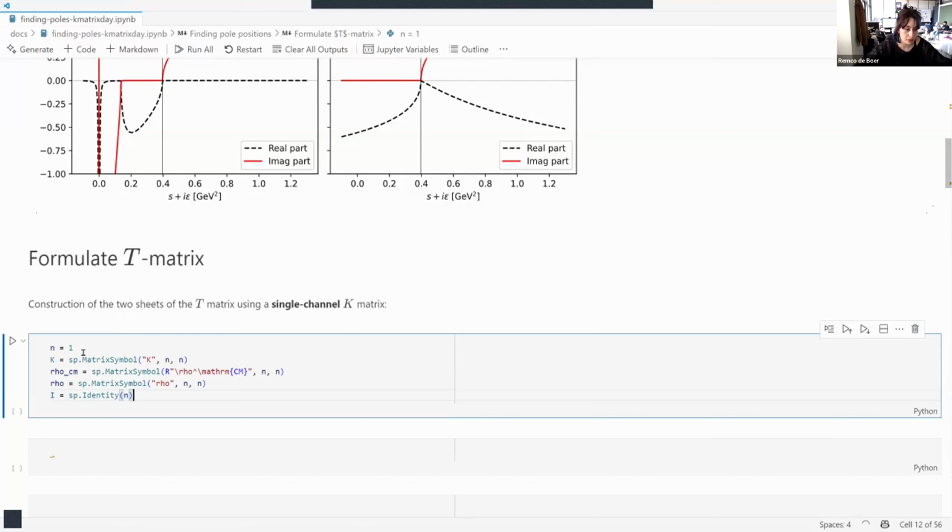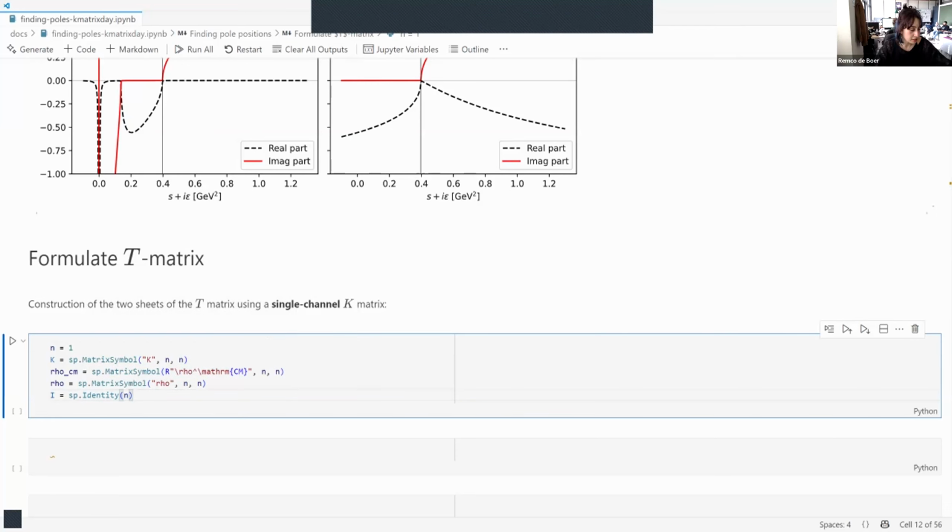So these are SymPy matrix symbols. I'm defining my K-matrix symbol. I am defining my Chew-Mandelstam symbol, and I'm defining the identity matrix. My dimension is n equal to 1, so I only have 1 channel here. Okay, so matrix symbols. Nice.